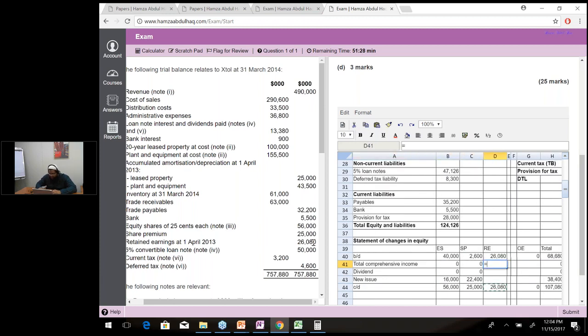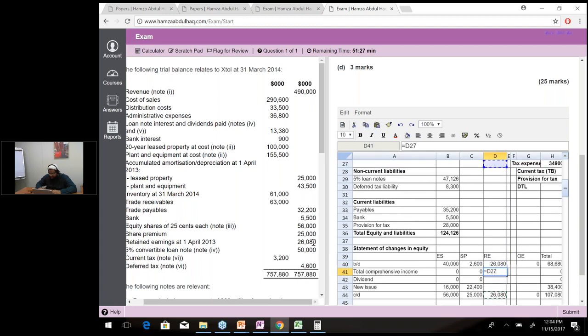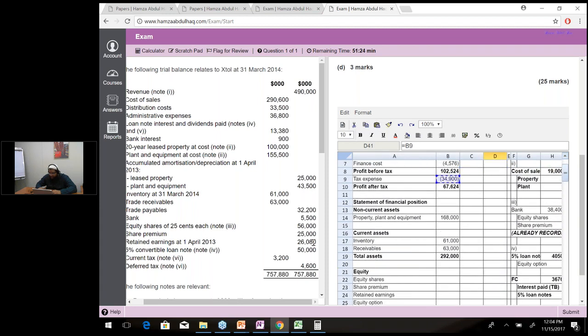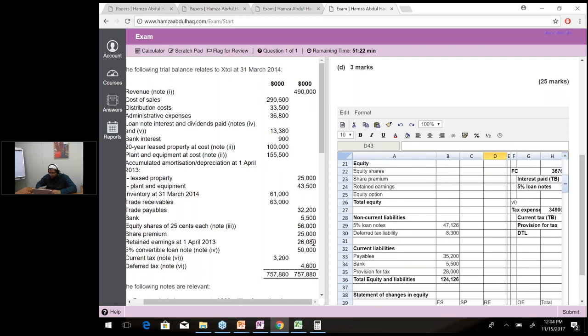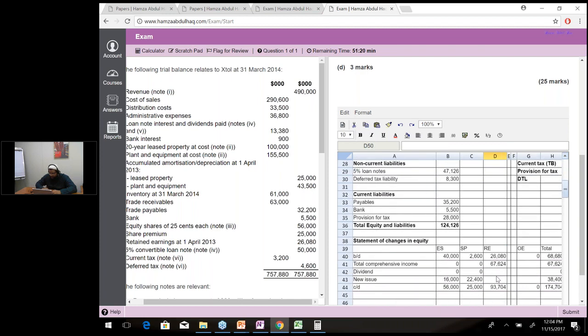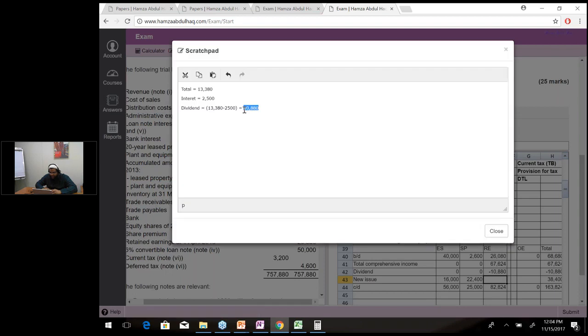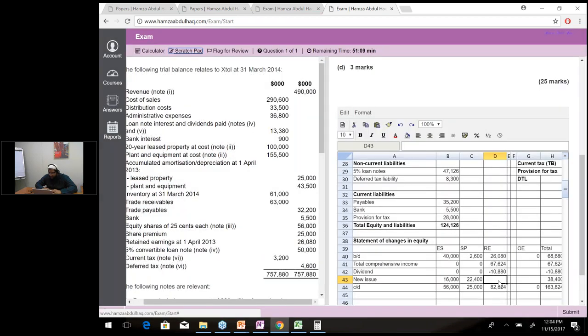So the total comprehensive income will be seen from the P&L. So the profit after tax was 67624, and the dividend that we have calculated was 10880. That we have also written in the scratch pad. The dividend was 10880, and the new issue won't affect retained earnings, nor will the OCE be affected.